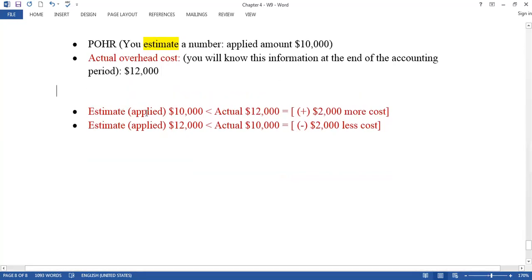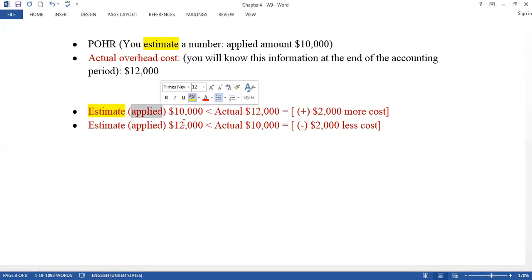For example, estimated means we applied this number to the MOH, right? We transfer MOH to WIP. Estimated, another name, I repeat again, is called the applied amount. That means we transfer MOH to WIP. We apply the estimated rate. For example, the estimated number was $10,000.